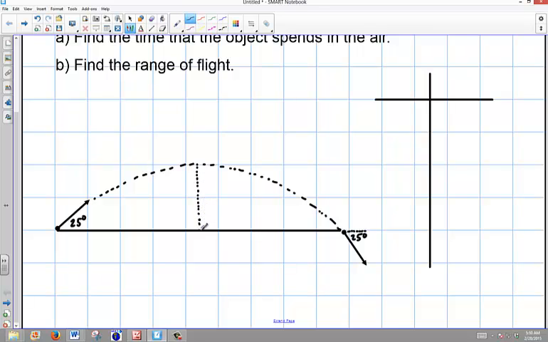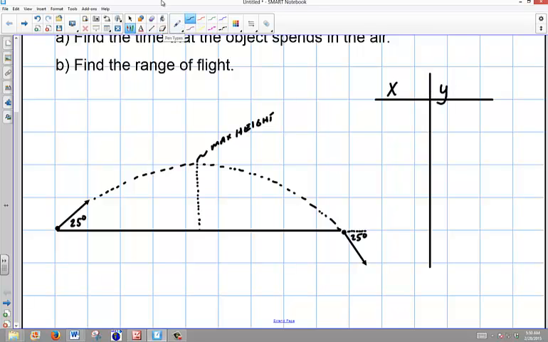Some people will solve this problem and they'll actually come to the max height here, find the time to the max height, and then double it to get this time here. But you don't really need to do that. I'm going to show you why.